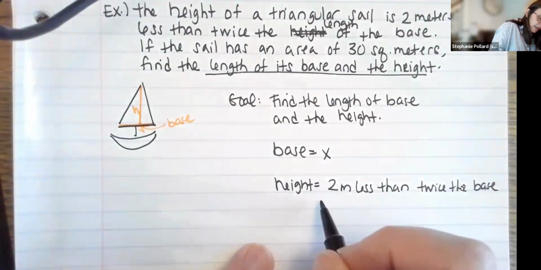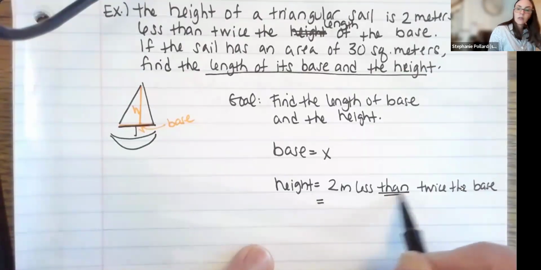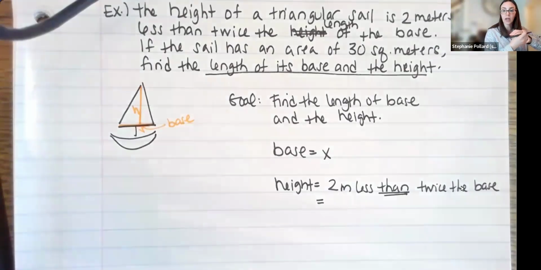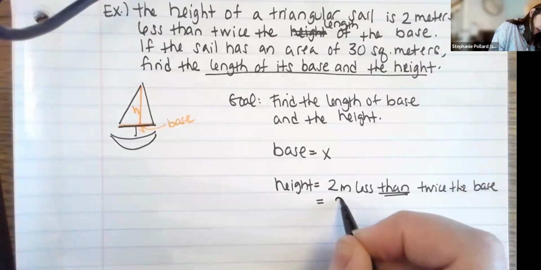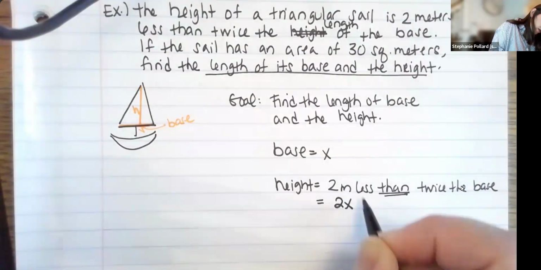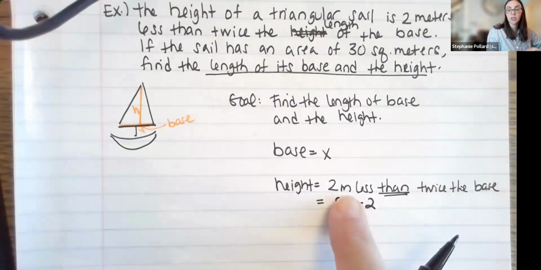And now let's just be a little bit careful. 2 meters less than, so that "than" is going to change the order of the subtraction, twice the base. So twice the base is 2x, but then I'm subtracting out the 2 meters there. And again, I'm just using m for meters. It's not a variable, it's just my units.